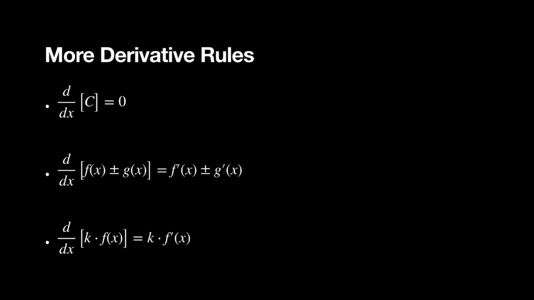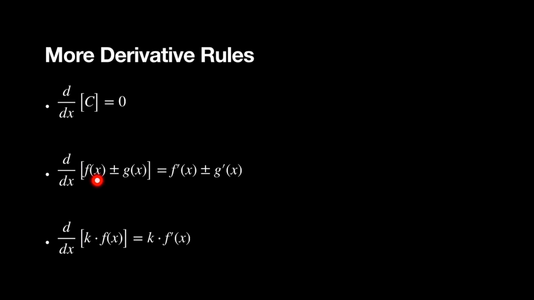All right, here are a couple other derivative rules that are going to help us solve additional problems. My first rule says if we are taking the derivative of a constant, we're always going to get 0. So if we have a constant function, it's going to have a slope of 0.